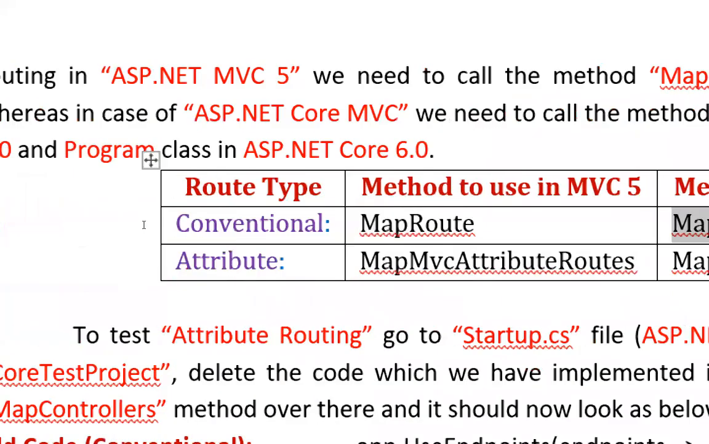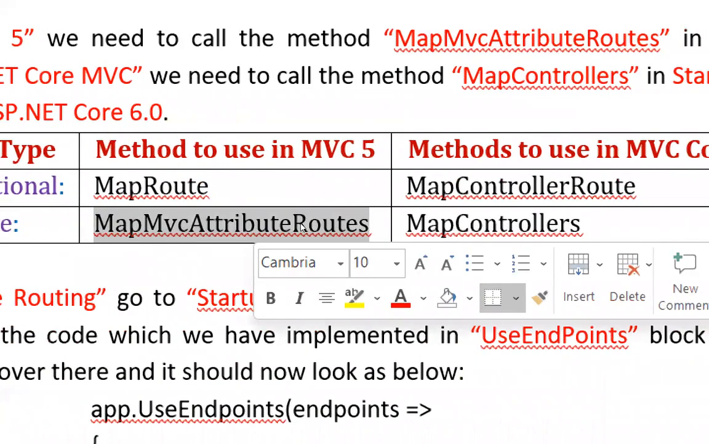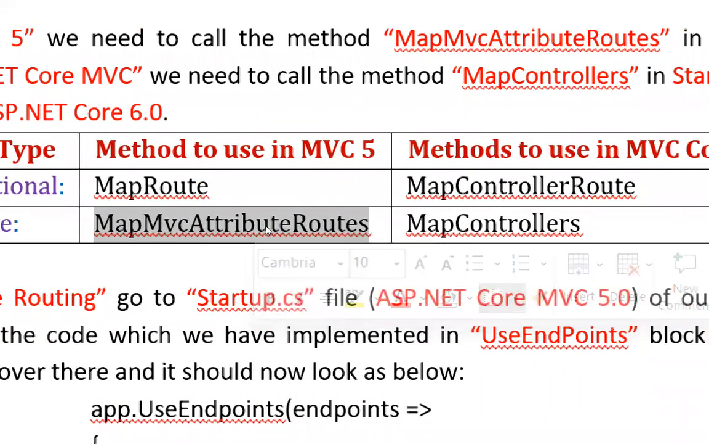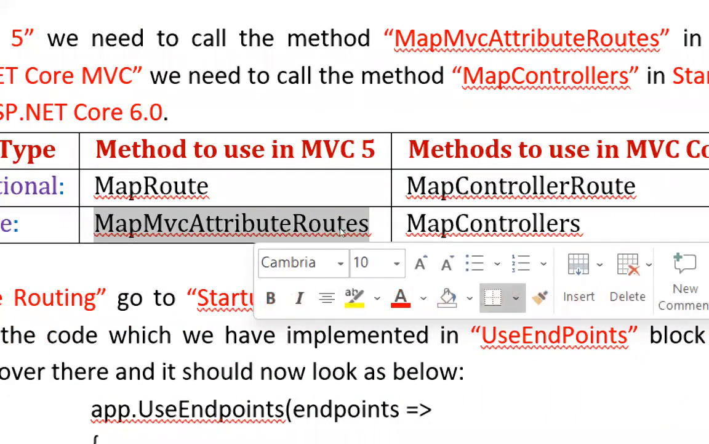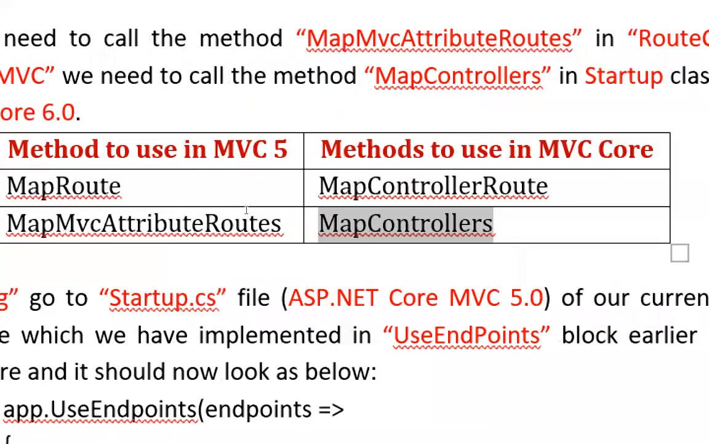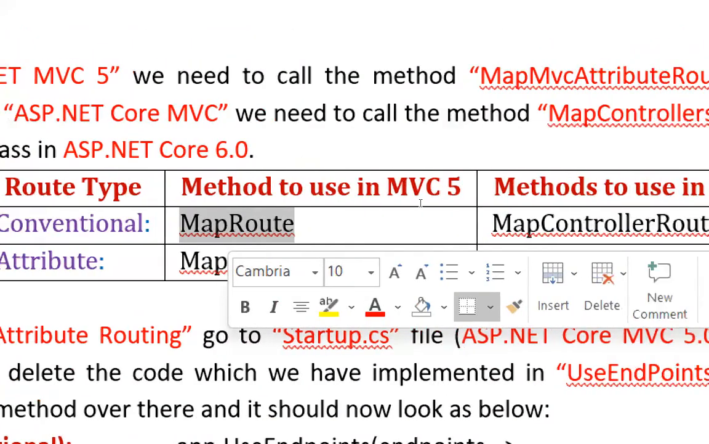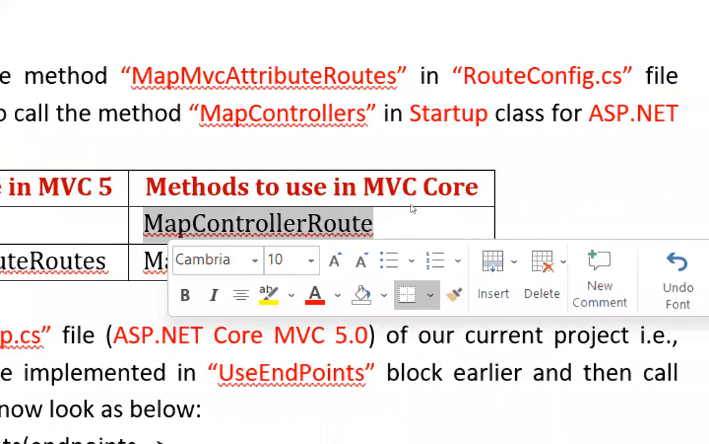Next, if I want to use attribute routing, what is the method you need to call in MVC 5? Will you speak out? Map MVC attribute routes. In Core, map controllers. The method we require to call is map controllers. We saw this method already in MVC 5 and we saw this method already in MVC Core.